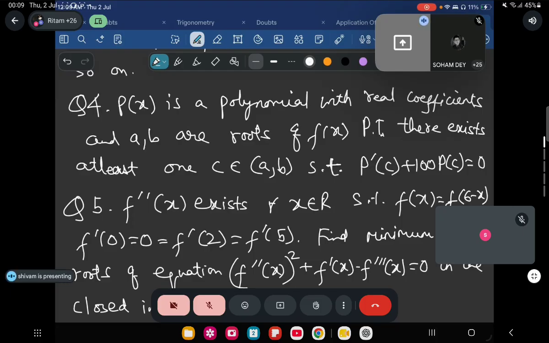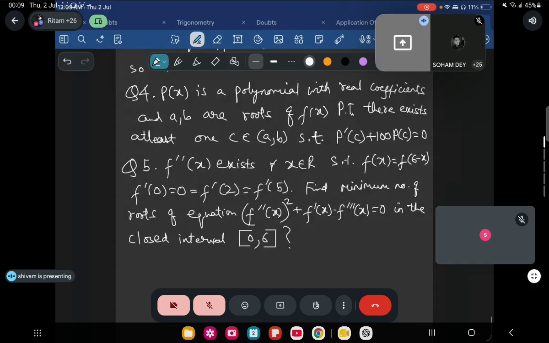Okay, let me start. Over here, P of x is a polynomial with real coefficients, and a, b are the roots of P of x. I've written f of x; it should be P of x. Prove that there exists at least one c belongs to (a, b), such that P dash c plus 100 P(c) is equal to 0.